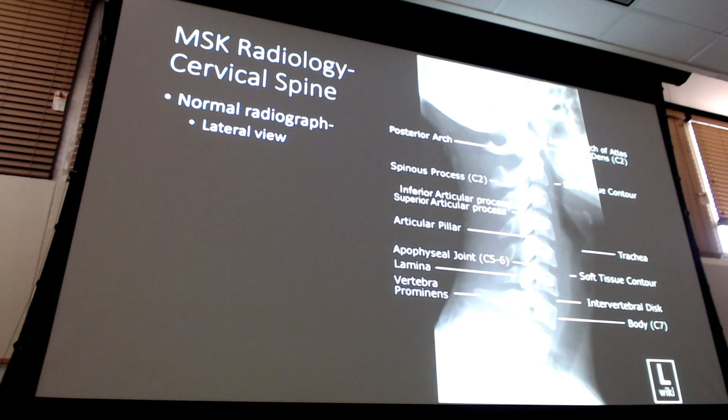Okay. Here's your lateral view. Now all of a sudden, what can I see that I couldn't see on the frontal? C1, 2, and 3. And look at that. Main right here. C1, C2, C3, 4, 5, 6, 7. 1, 2, 3, all the way down.